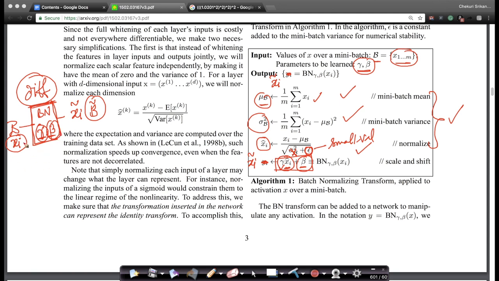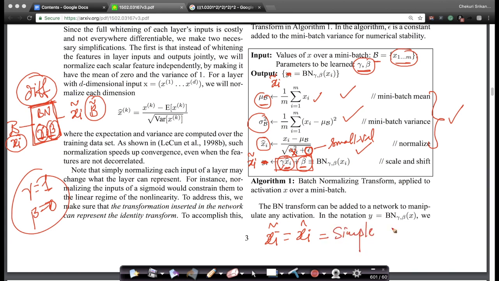So in a batch normalization layer, it could so happen that your gamma is just 1 and your beta is 0. It could happen. I'm not saying this will always happen. If gamma equals 1 and beta equals 0, then your xi tilde is equal to xi hat, which means you're just doing simple data normalization. The only difference with batch normalization is that it has 2 parameters, gamma and beta, which are learned, because you can learn them, right?